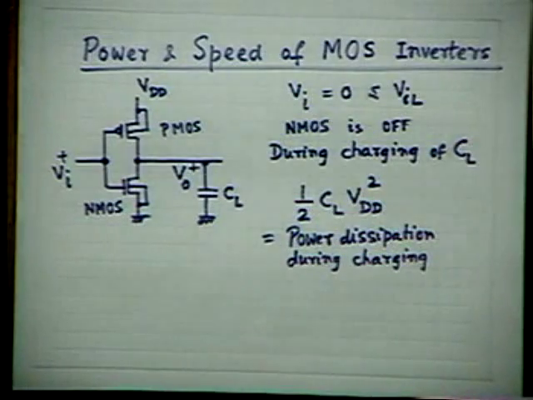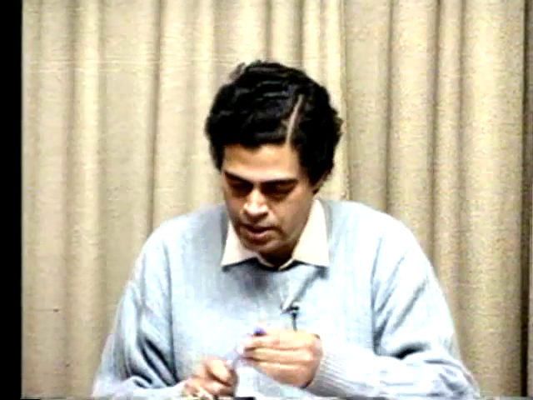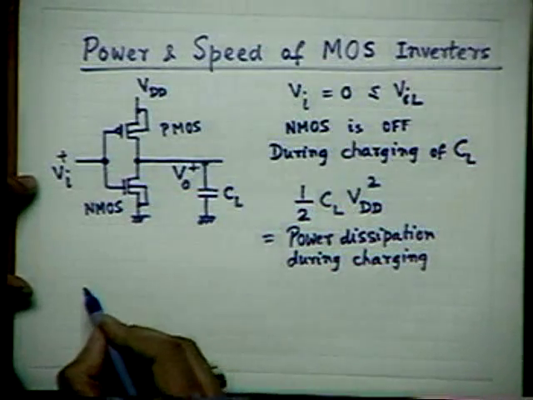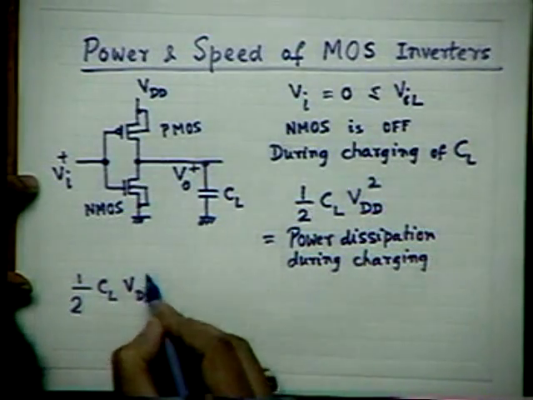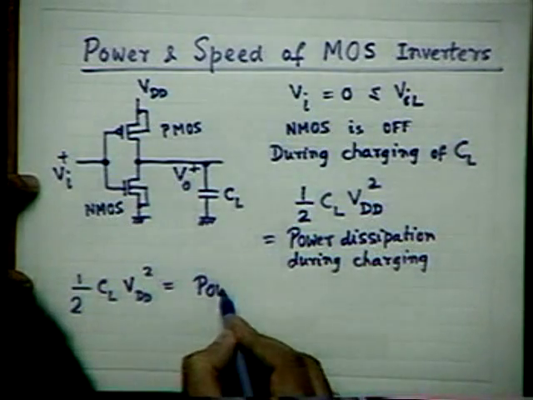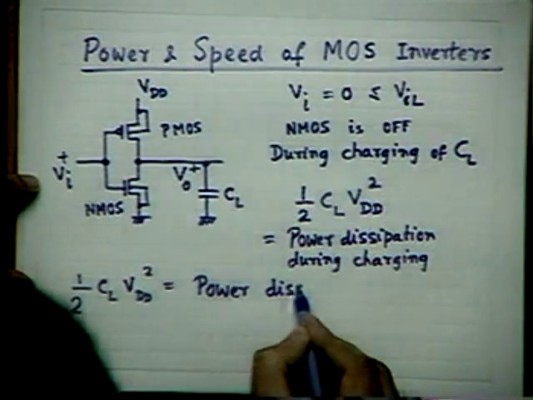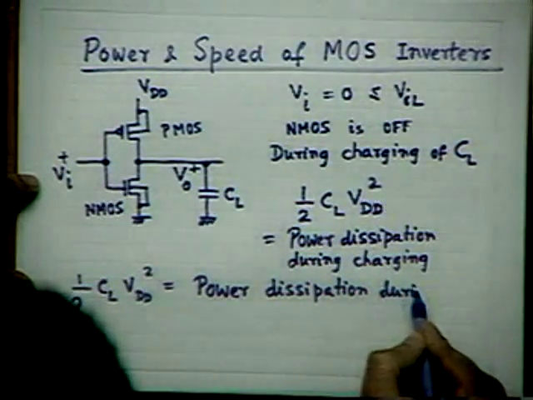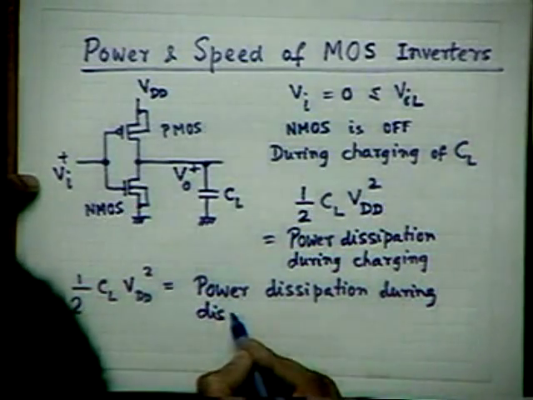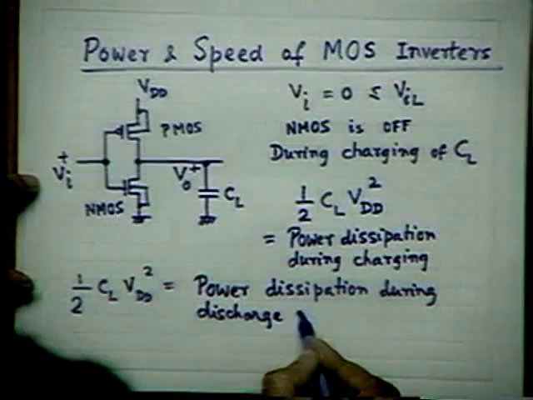So if you have a capacitance charged to a voltage V and then discharged fully through any resistance, what is the energy lost by this process? Again half CV square. Therefore, during the discharge process, again another energy of half CL VDD square is dissipated during discharge of CL.